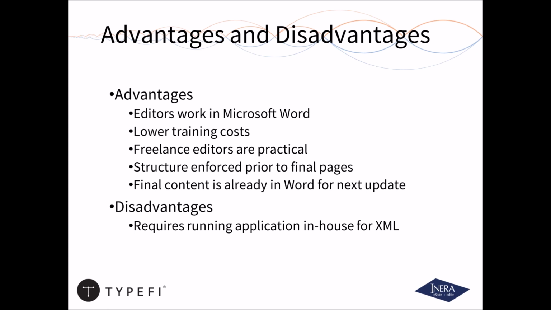What I mean by that is you're creating XML before the content is final. So you'll catch something like that error when you're trying to cross-reference section 5.9 and it doesn't exist. And ultimately, the final content is ready in Word format for the next update by the committee. What's the disadvantage of this workflow? It typically requires running some sort of an application in-house to create the XML.